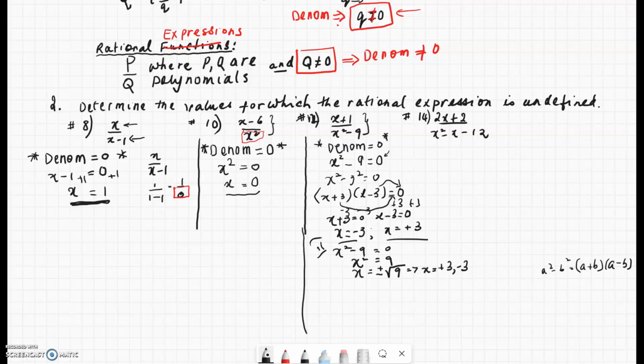Let's double check. The expression is x plus 1 over x squared minus 9. Let's plug in one of these. I'm going to plug in x equals negative 3. So negative 3 in parentheses, whole squared, minus 9. Wherever you see an x, put a negative 3. Negative 3 plus 1 equals negative 2, over 9 minus 9. And what happens when the denominator is 0? The expression is undefined.